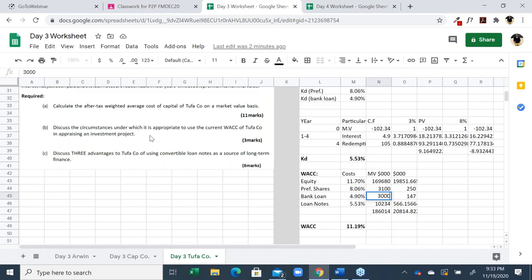So discuss the circumstances under which it is appropriate to use the current WACC of TUFA company. Now, I calculated this current weighted average cost of capital of the TUFA company, right? 11.19%. It says, in what circumstances can TUFA company use this 11.19% for appraising any project, that is, calculating NPV with the help of this. Now, whenever you get this question, remember the assumptions that we have.